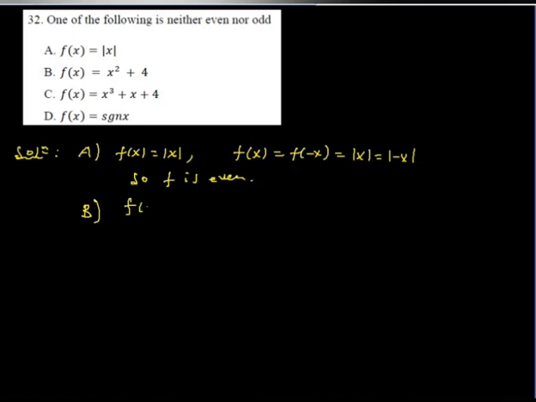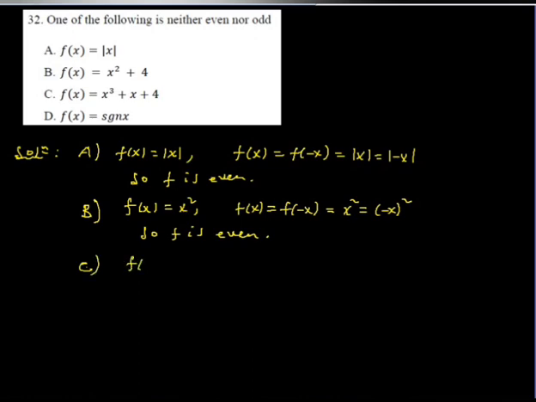In B, f of x is equal to x squared. Still we can see that f of x and f of minus x are the same, which means x squared and minus x squared are the same. So f is even. Okay, the function in B is also even. Let's check the C case.